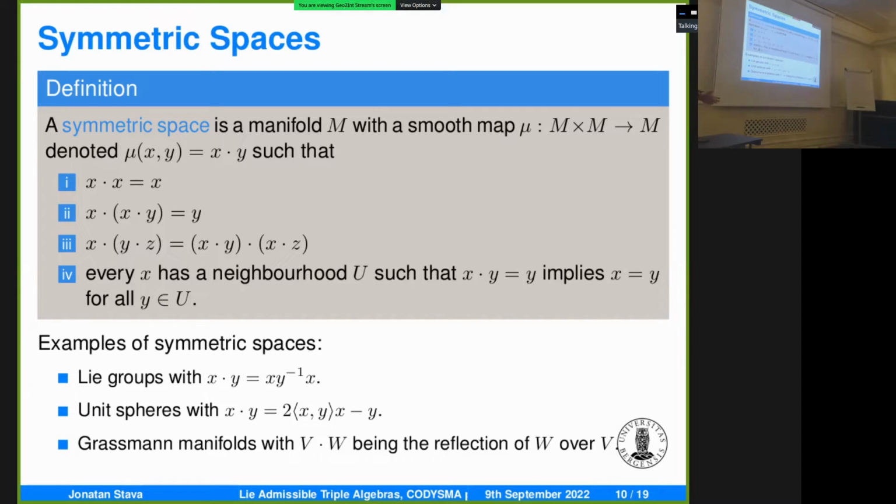A few examples here: a Lie group would always define a symmetric space if you define this smooth map in this way, using the group product. And the unit sphere defines a symmetric space if you define this product in this way. And Grassmann manifolds, you could also give them the structure of a symmetric space by defining this product to be just reflections of linear subspaces over each other.